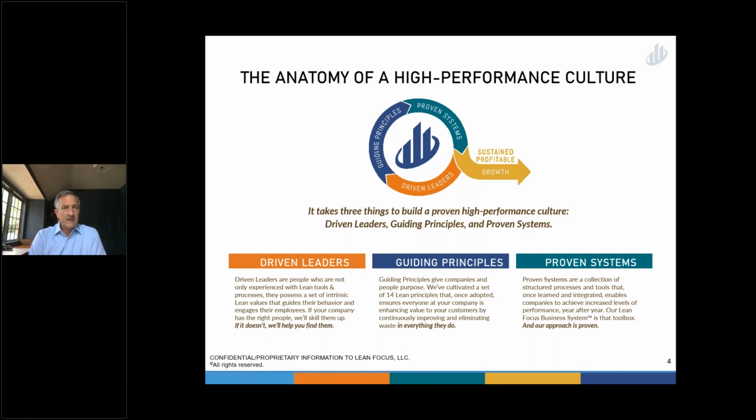We've identified 14 guiding principles that you'll see throughout our training and our work if you had the opportunity to work with us. And then the third pillar is really a proven system, and that's really a set of structures, tools, and processes that are integrated to help enable companies achieve the high performance culture that they seek with a lean environment.